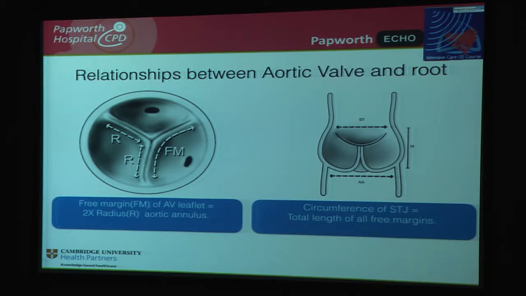We need to briefly understand the relations between the aortic valve and the root. The radius of the annulus of the aortic valve is equivalent to half of the free margin's length, and that is mathematically proven to be the best way to cover a circular orifice with three leaflets. That's why nature has designed the aortic valve with three leaflets and not two normally. And the circumference of the STJ will be equal to the total length of all three free margins, so that when it opens up, all three leaflets will oppose against the STJ.